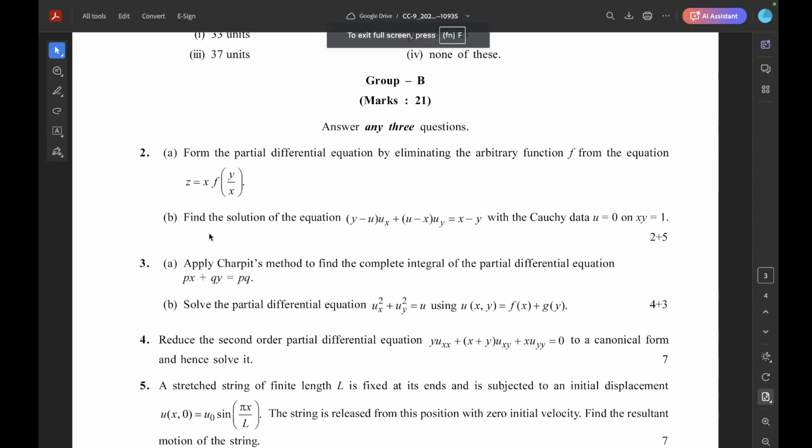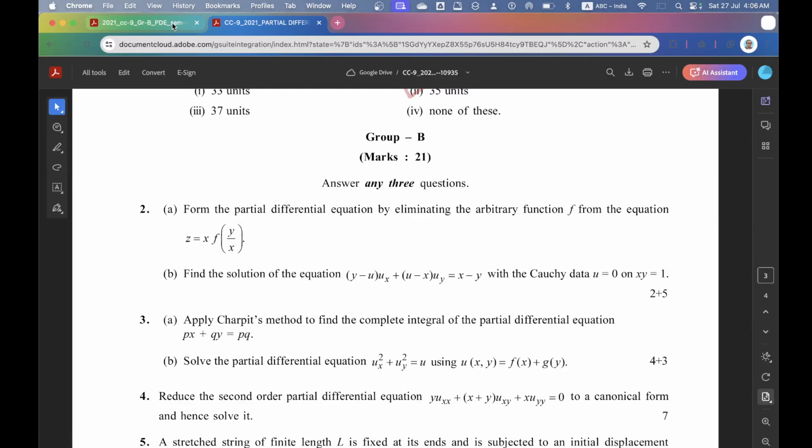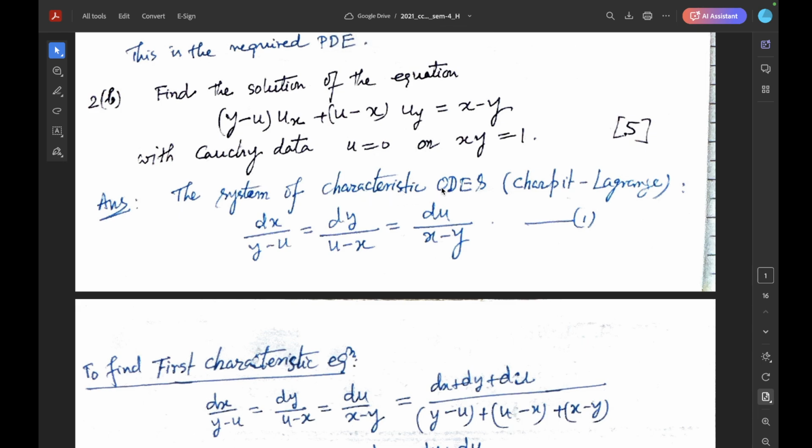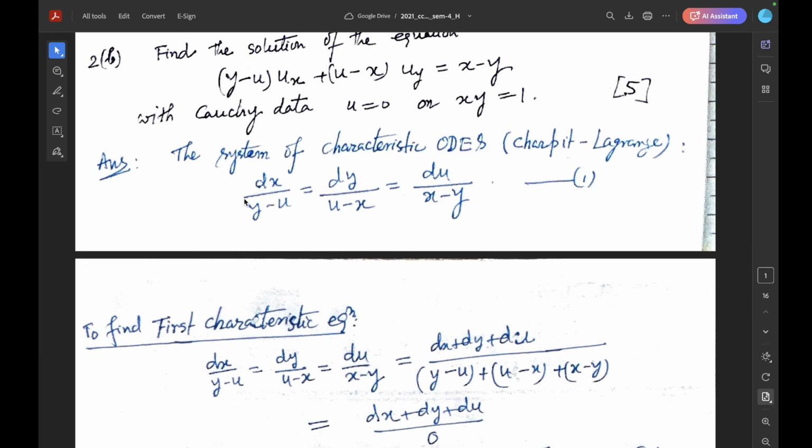Next question 2b. Find the solution of the equation bracket y minus u into ux plus bracket u minus x into uy equal to x minus y with the Cauchy data u equal to 0 on x into y equal to 1. The system of characteristic ordinary differential equations by the Charpit-Lagrange method is dx by y minus u equal to dy by u minus x equal to du by x minus y. This is the corresponding system of characteristic differential equations.